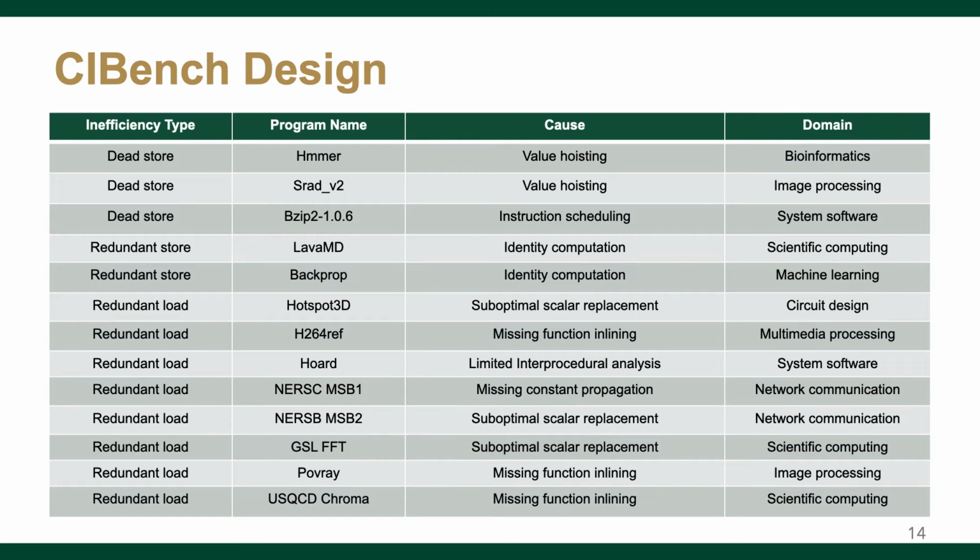Through the usage of our tool, we selected some intuitive programs to form the benchmark suite. We can see that CIBench covers 12 representative programs from different domains, like bioinformatics, image processing, system software, and we have detected all the inefficiency patterns we mentioned before. Through further investigation, we categorized these inefficiencies into 7 representative types, and I will explain these types in the following slides.